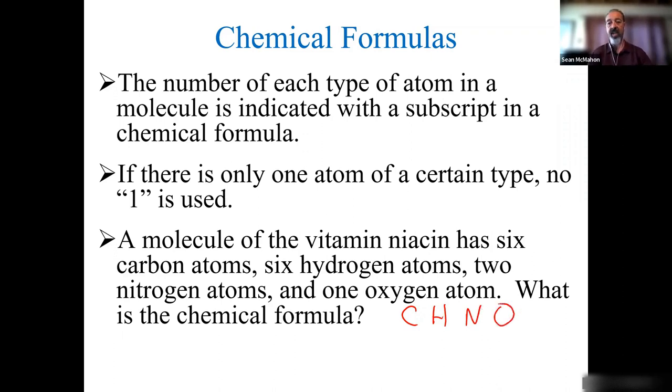But what am I forgetting? I have to take into account the ratios. And how do I express those ratios? I express them as subscripts. So the 6 carbon, I see a subscript of 6, the 6 hydrogen, the 2 nitrogen, but for the 1 oxygen, notice I did not do that.